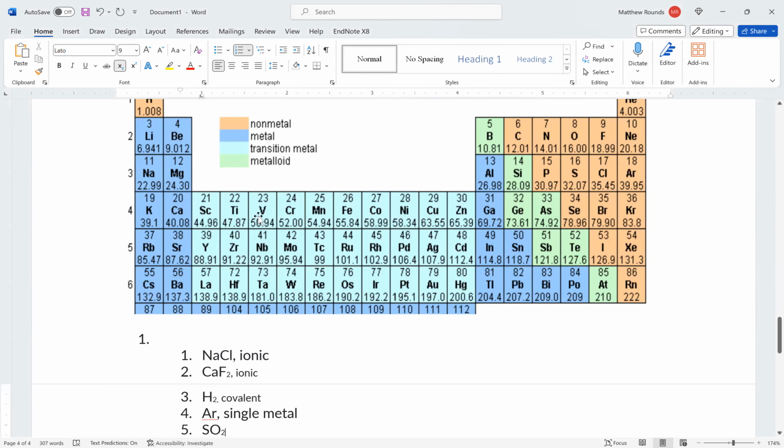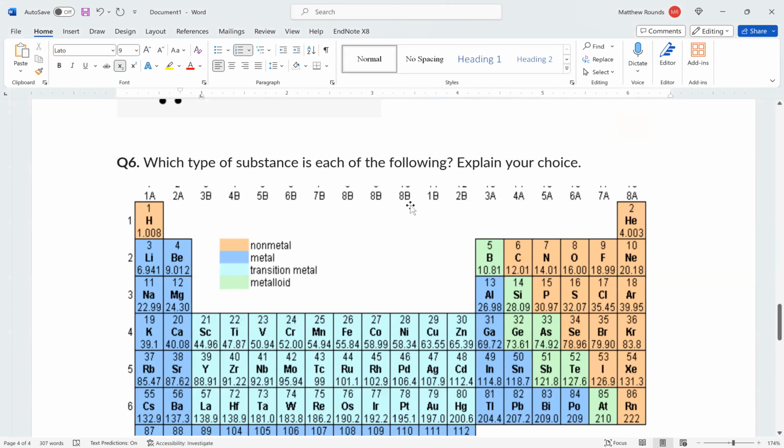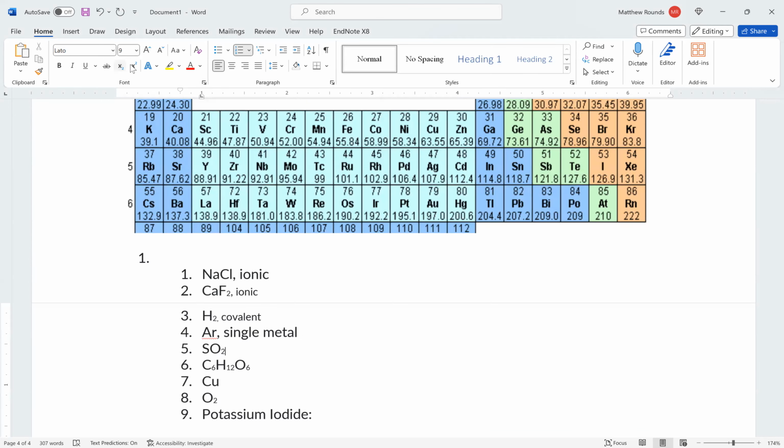All right. So SO2. They're both non-metals, so they're covalent. Now, it says which type of substance, and typically these are called polyatomic ions, which is covalently bonded. But I think that they want a little more here. I think they want you to say polyatomic ion. Maybe say covalent. Same with the next one here. Well, no, that's not even right.